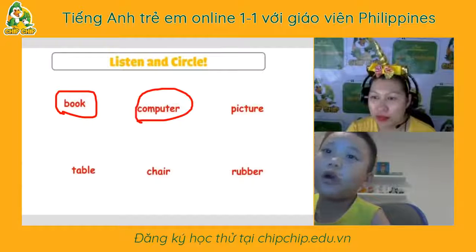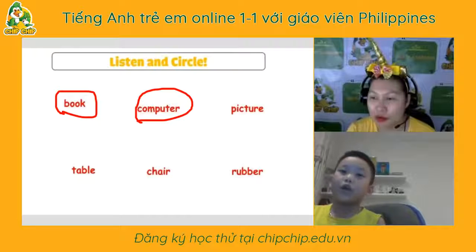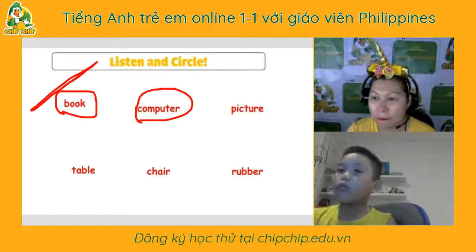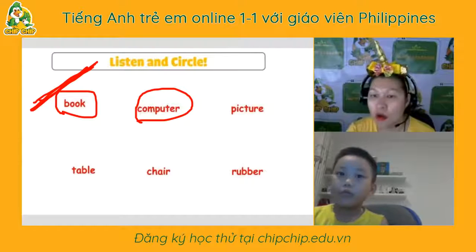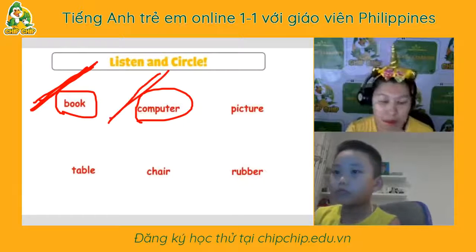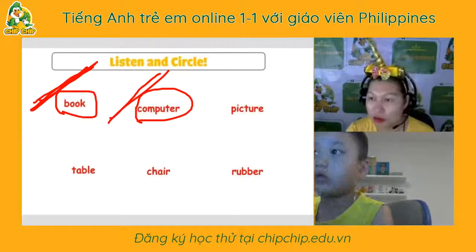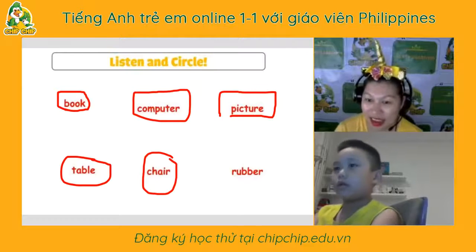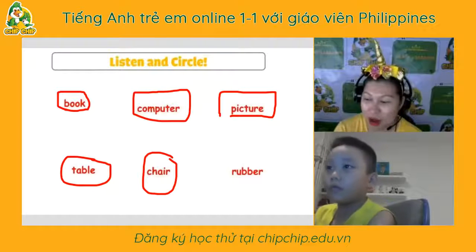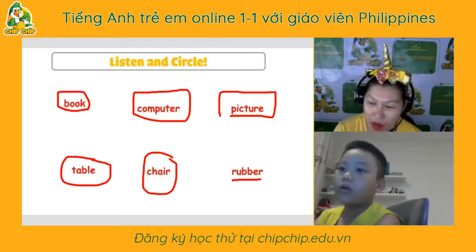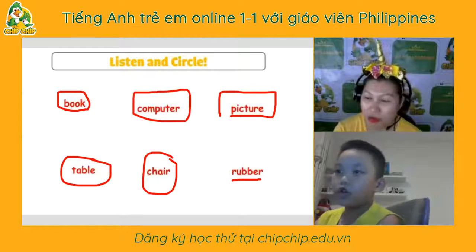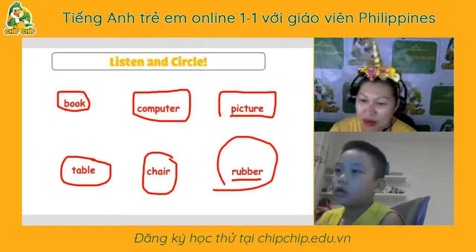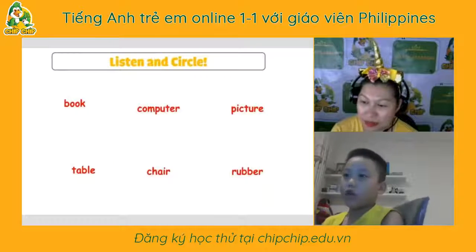Computer. Computer. What's this? Book. This one. Computer. Book. All right. Nice job. Okay. Next. Rubber. What's this? Rubber. What's this? Rubber.